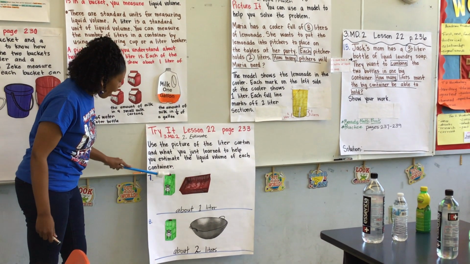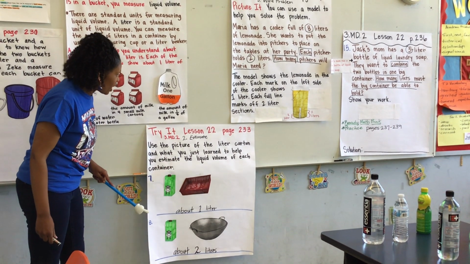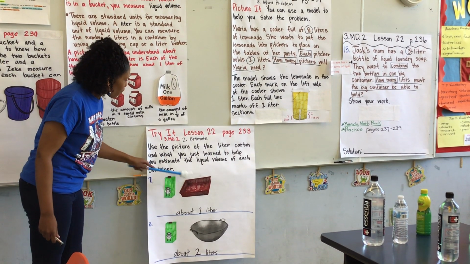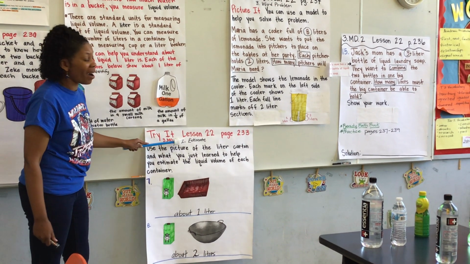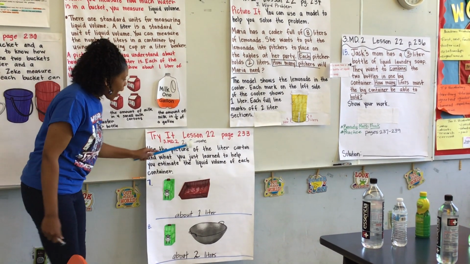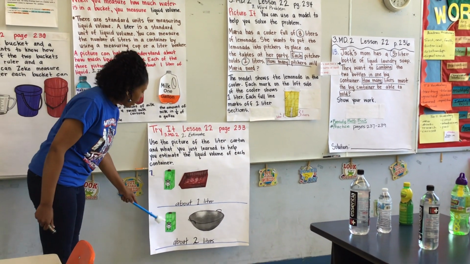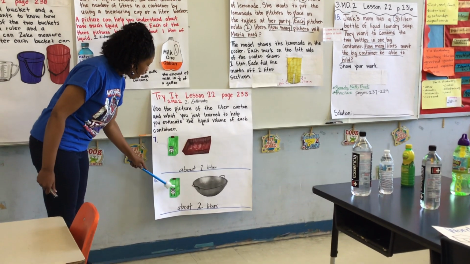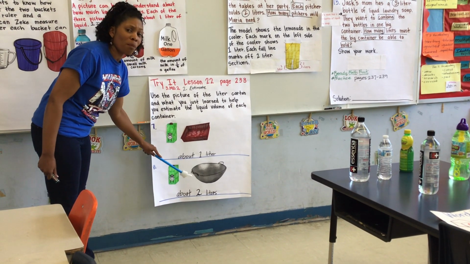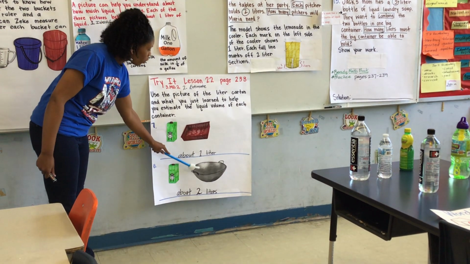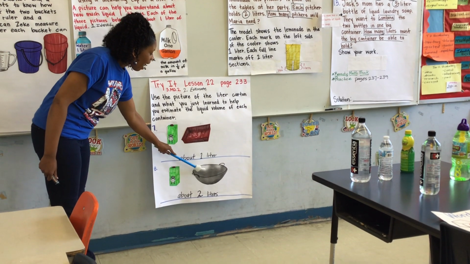So let's look at this one. I can figure out that this container, if I put it inside this carton, would probably be about 1 liter. Now here we are estimating, okay? And when you estimate, you are just making a reasonable guess. Let's look at number 8. This carton, if I fit it inside this container, it would take about 2 of those containers in order to fit inside of this item.